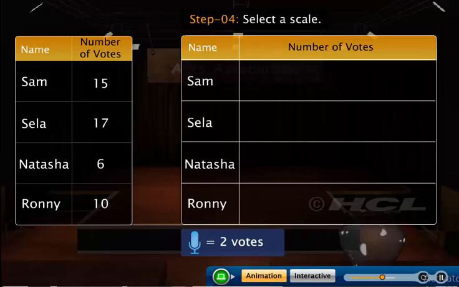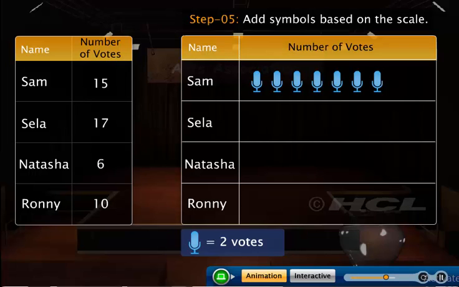We make sure to show the scale on the graph. Then we add the symbols beside each of data as per the scale defined. As each symbol in this pictograph represents 2 votes, we draw 7 whole symbols, that is, dots, next to Sam's name on the pictograph to represent 14 votes.